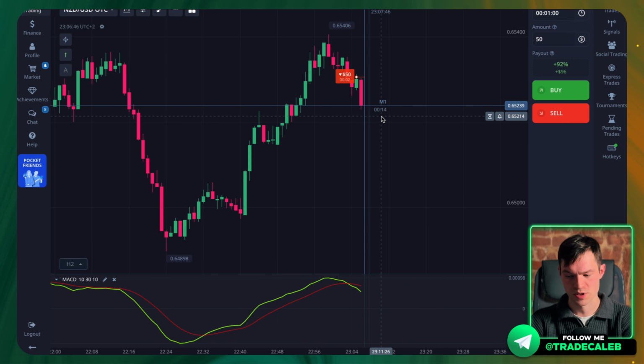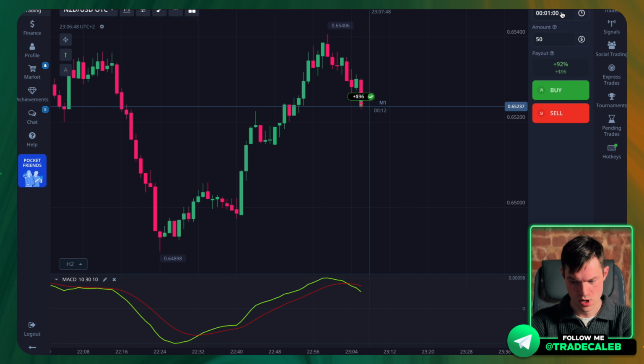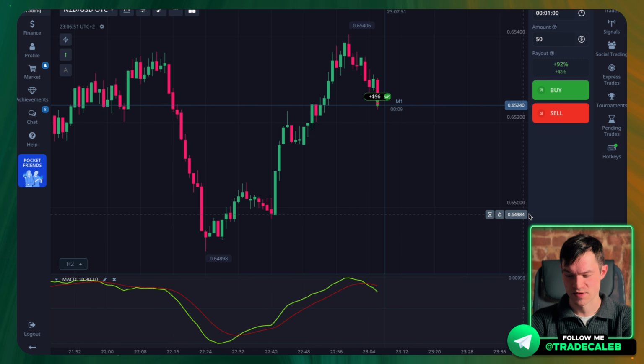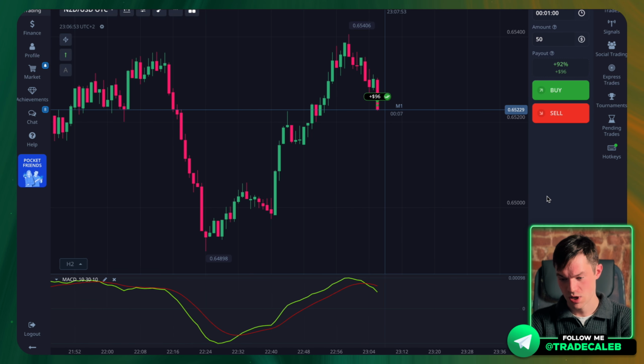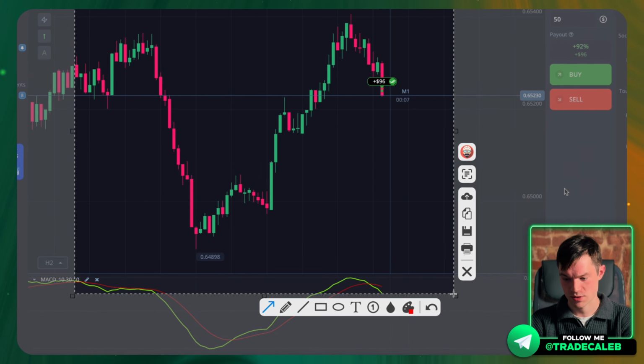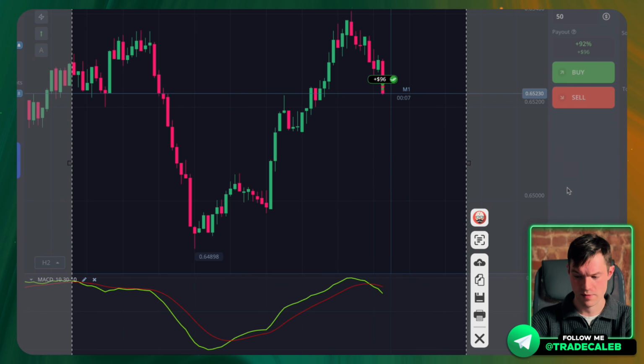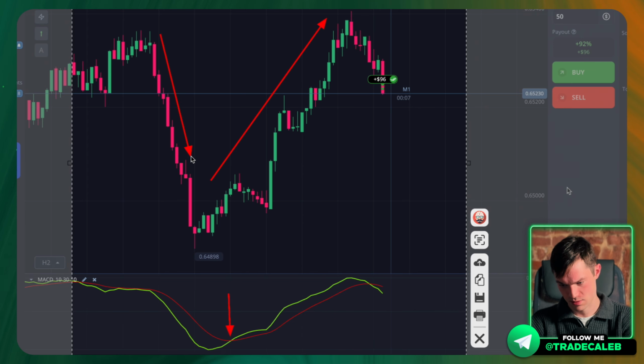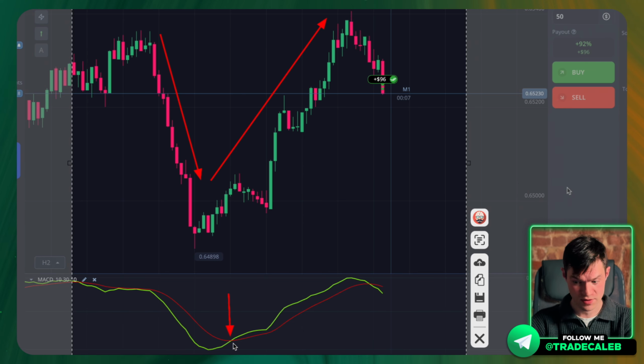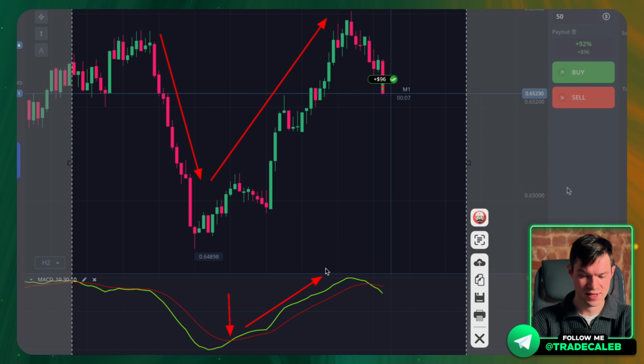So I open the trade downward. That is, I post my forecast that the price will go down in the next minute, and indeed that's how it happens. So let me show you exactly everything again. When our lines intersect from below, it tells us that an uptrend is about to begin, and it is really happening. That is, before that, we have a downward movement, our lines crossed, and now the chart is moving upward. And you can notice that the lines also move smoothly upward.